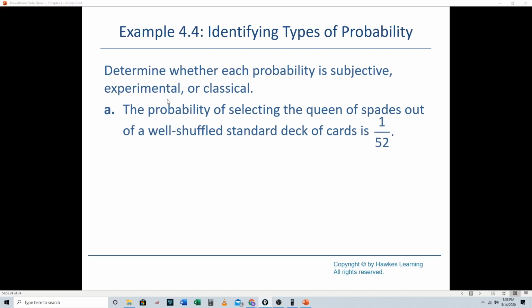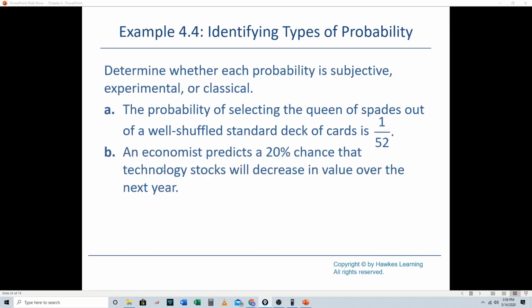Okay, so the probability of selecting the Queen of Spades out of a well-shuffled standard deck of cards is 1 out of 52. Now, is that subjective, experimental, or classical? Well, that's classical, because I didn't collect any data there. An economist predicts a 20% chance that technology stocks will decrease in value. That is subjective, because that's based on his expert opinion.